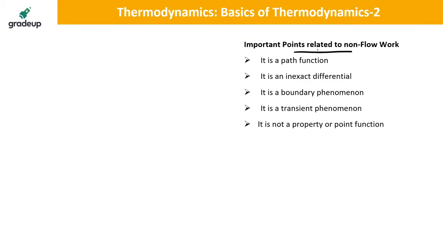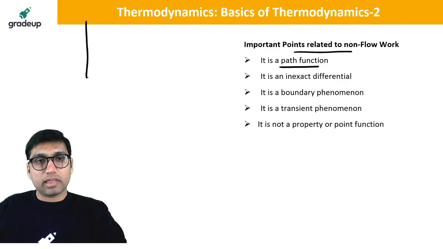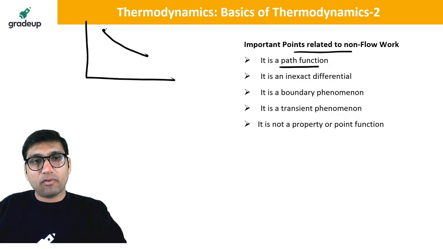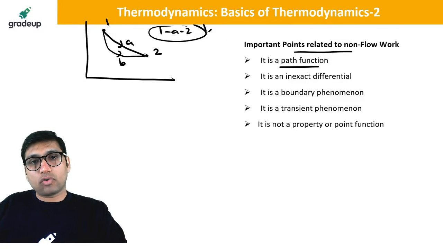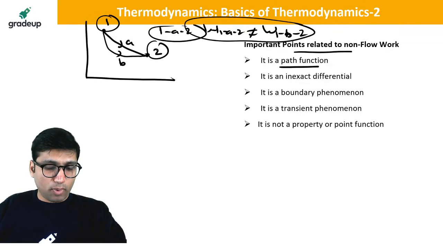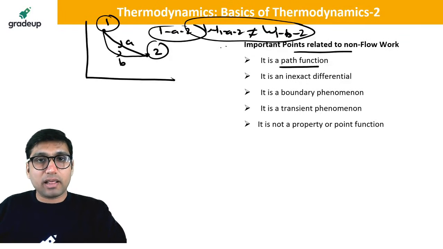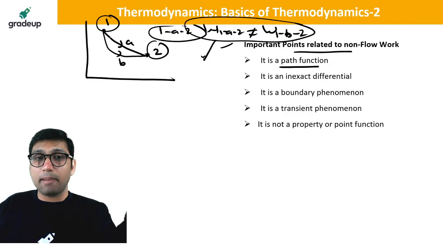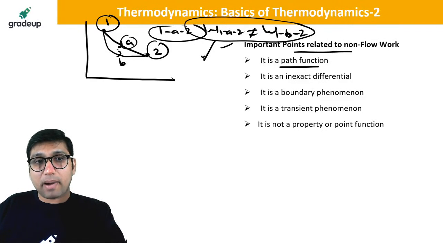There are some important points related to non-flow work. It is a path function. For example, if you want to find the non-flow work for different paths, the work under path 1A2 will not be equal to the work under path 1B2. Both works will be different. That means although the initial and final points are the same, the work obtained between these two points is not the same, because the paths are different. That is why work is a path function.